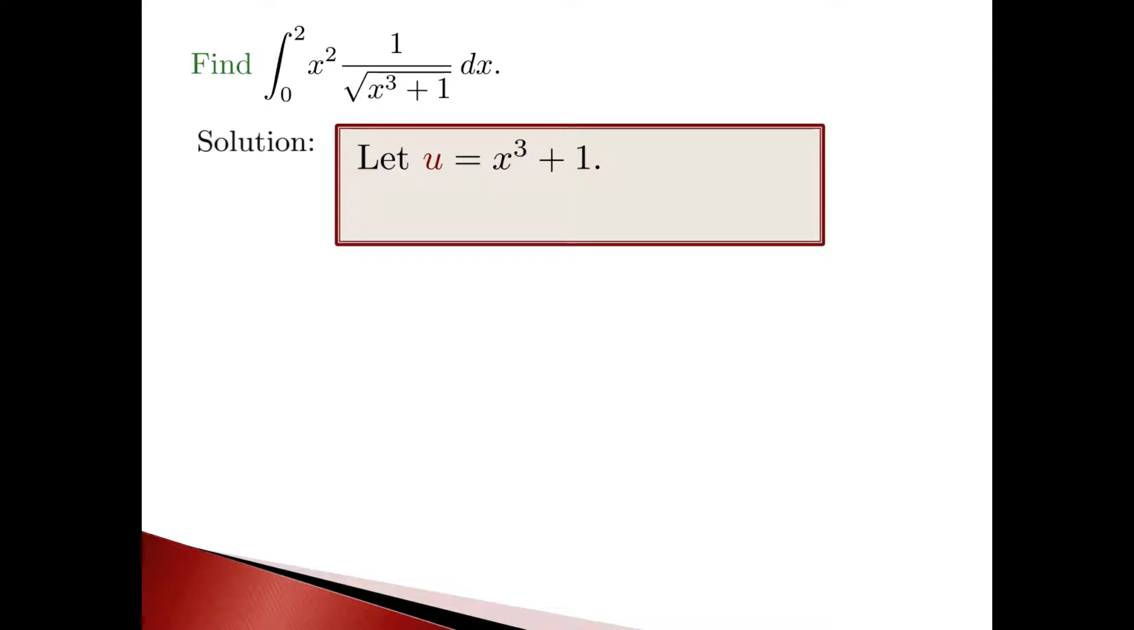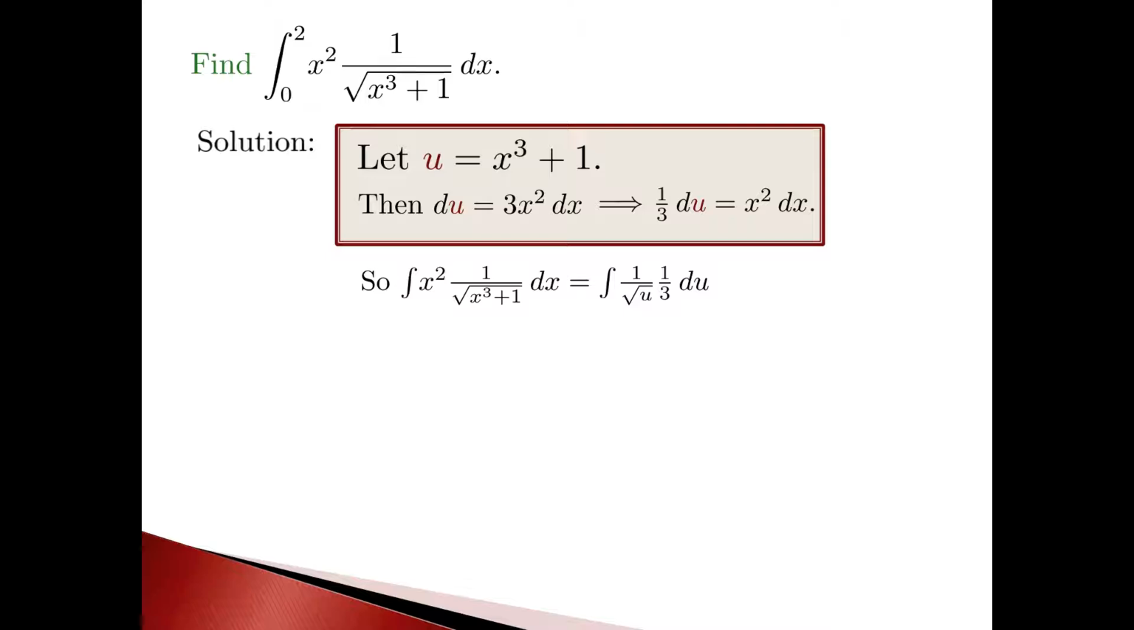The u would be x cubed plus 1. The du would be 3x squared. So du is 3x squared dx. I've got the x squared, so we're in perfect shape, right? The x squared and the dx will become 1/3, if I take the 3 over to the other side, du. So there we go. I have a 1/3 and a 1 over square root of u du.